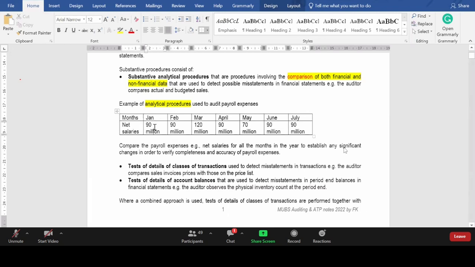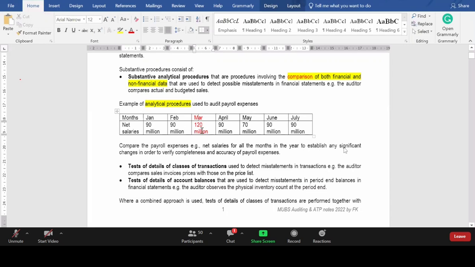So, for example, normally payroll doesn't just change because most organizations don't just recruit people. They go by the plan. Now, you see, we start with 90 million. Now I'm comparing. You, the auditor, you draw this one by yourself. 90 million in January, February it's 90, but from nowhere, March it goes to 120. So why this increment? Why this big increment from 90 to 120? What made it increase from 90 to 120?